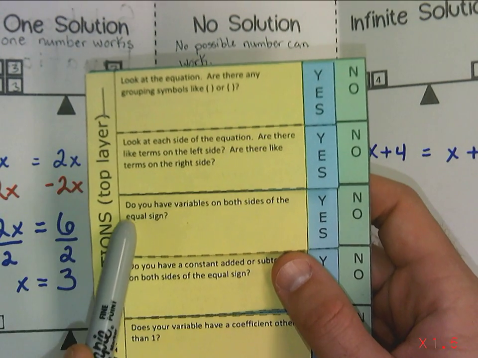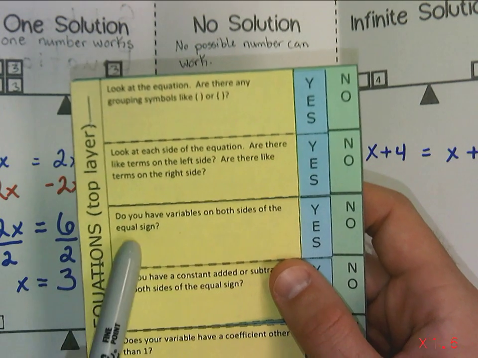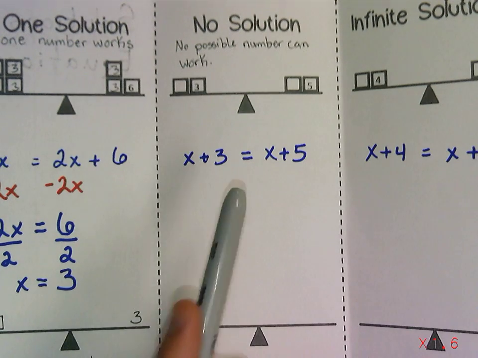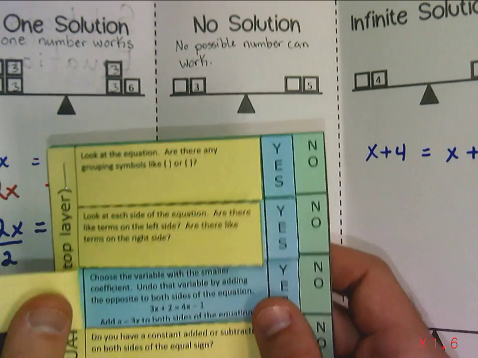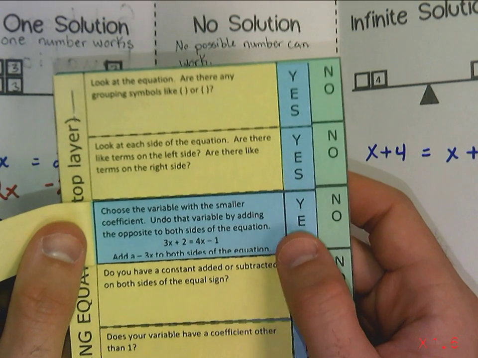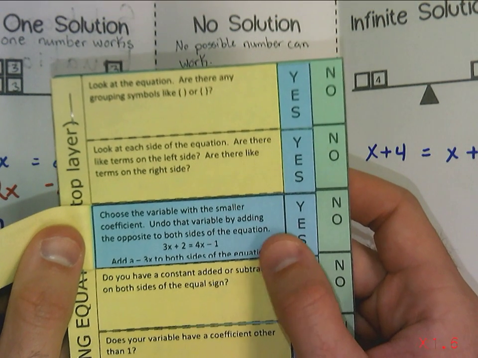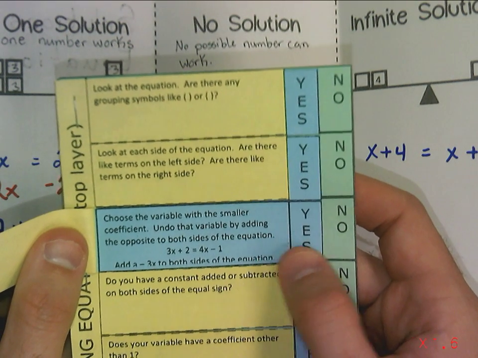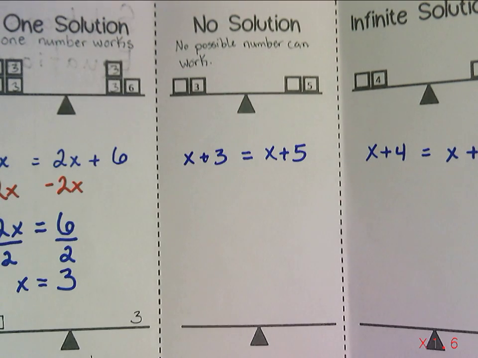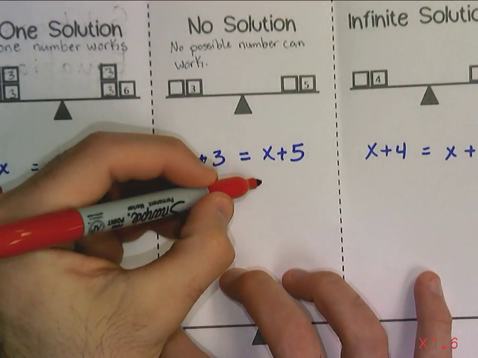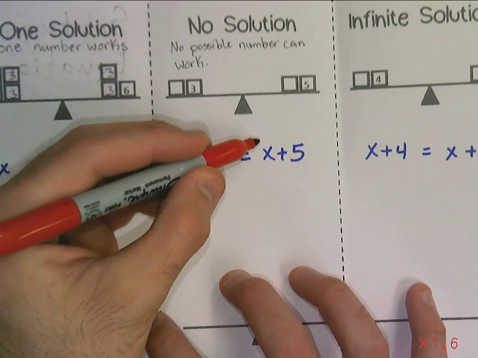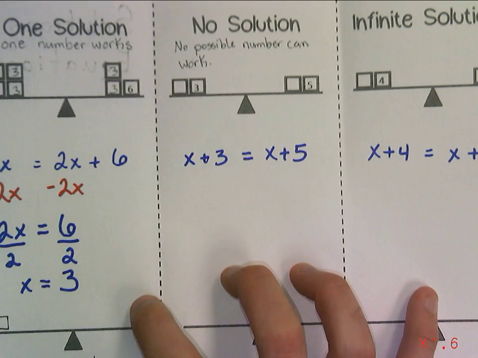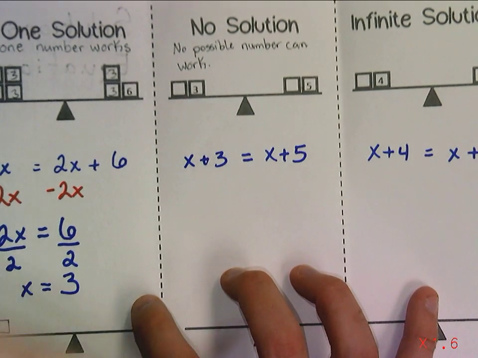Now it says here, do you have variables on both sides of the equal sign? Well, yes, we do. We have x on both sides. So open this up, read yes, choose the variable with the smaller coefficient, undo that variable by adding the opposite to both sides of the equation. So in this case, we have a coefficient of 1 with both, so it doesn't matter which one we move. So I'm going to move the one that's on the right-hand side. Since I have a 1x, remember there's a 1 there, I'm just going to subtract x to get it over to the other side.